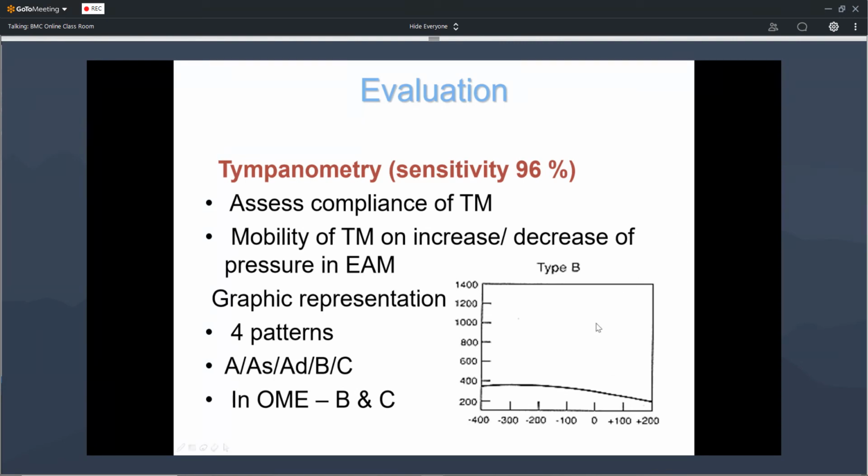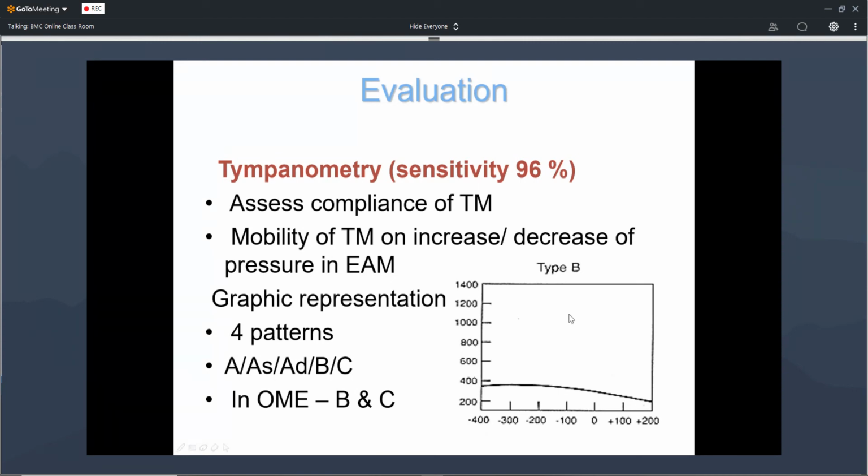If the tympanic membrane is normal in position and without any fluid, you will get a type A curve, where you will see the peak at 0 mm of H2O pressure. So at this level you get the peak in the impedance audiogram. If you get the peak, that means the compliance or mobility of the tympanic membrane is normal. Here there is no mobility of the tympanic membrane in glue ear. That's why there is a flat curve in the impedance audiogram.